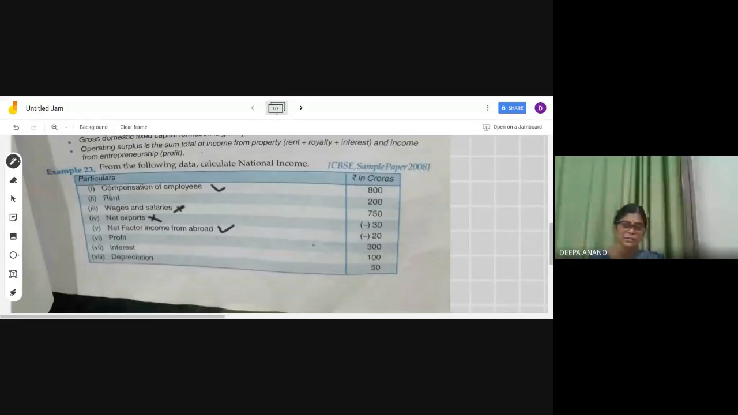Here you are not given operating surplus. Instead, you are given the details for operating surplus: rent, profit, interest. So you just add compensation of employees plus rent plus profit plus interest, then you get it. And in this question, I doubt the continuation is there on the next page also, please wait. If it is so, I will read it.